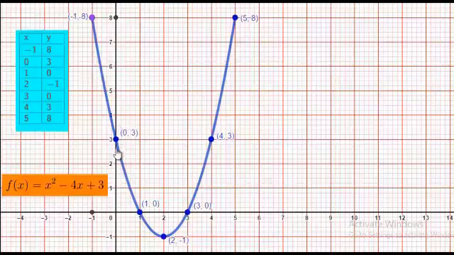Part B, or question B, says that using a scale of 2 centimeters to 1 unit, we should draw the graph of the function f of x equals x squared minus 4x plus 3. The graph is drawn because you have been taught how to draw a quadratic graph if you have been following me. So if you have a problem in drawing that, look for my video on how to draw a quadratic graph.